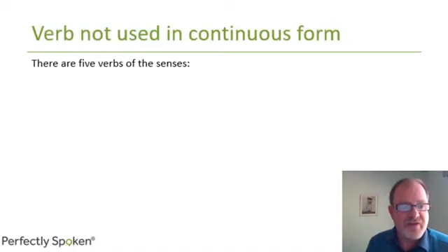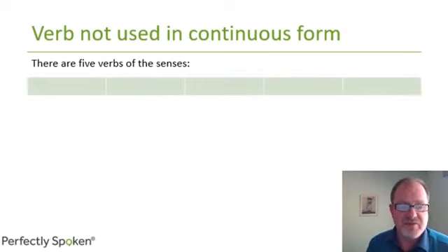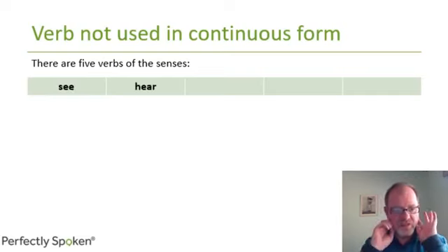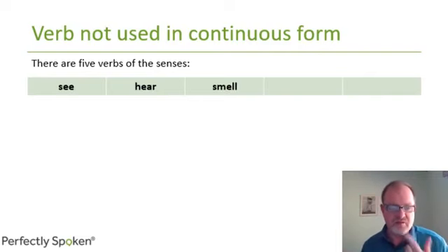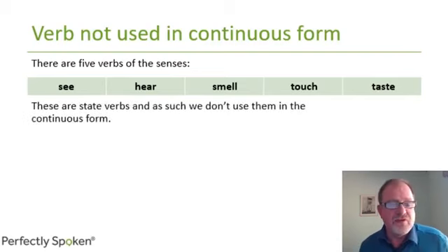So there are essentially 5 verbs of the senses. Obviously, there are synonyms for some of these verbs, so there are actually more, but the basic verbs are the following: to see with your eyes, obviously, to hear with your ears, to smell with your nose, to touch with your fingers or your skin, and to taste with your mouth or tongue. So, as I said, these are state verbs, and as such, we don't generally use them in continuous form. There are some other meanings for some of these verbs, see and hear, and we'll look at that in a minute.